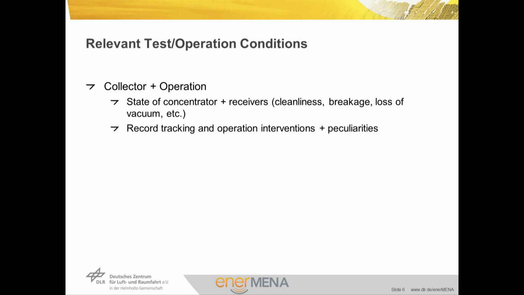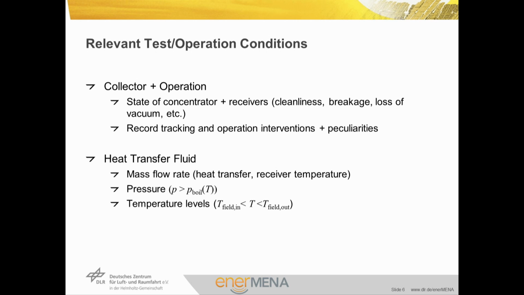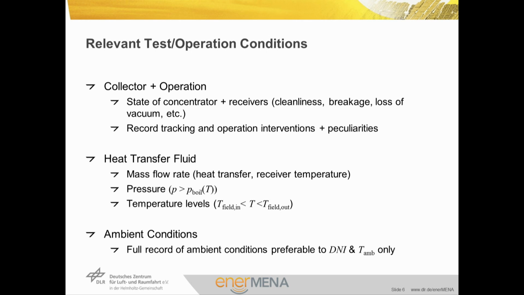The most relevant test or operation conditions to be recorded during performance testing with respect to collectors and their operation are the state of the concentrator and the receivers. This comprises the cleanliness, any breakage or loss of vacuum, as well as the record of tracking and operation interventions and peculiarities. As for the heat transfer fluid and the energy balance of the system, the key operational measurements are the mass flow rate, the pressure, and the temperature levels as previously discussed. And for a better understanding of potentially unexpected test results, a full record of ambient conditions is preferable to mere DNI and ambient temperature measurements.